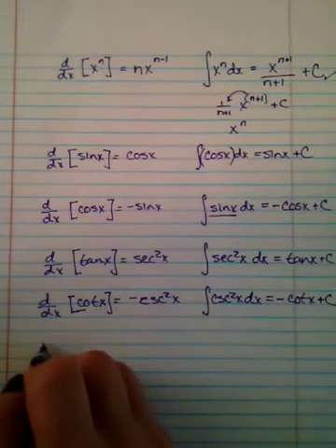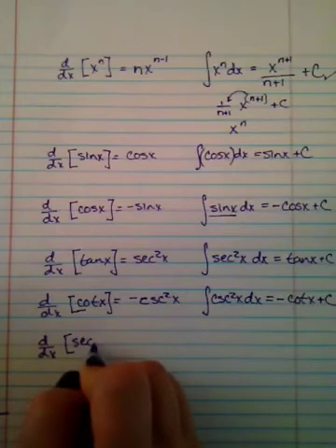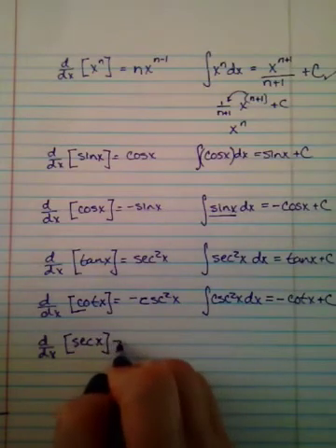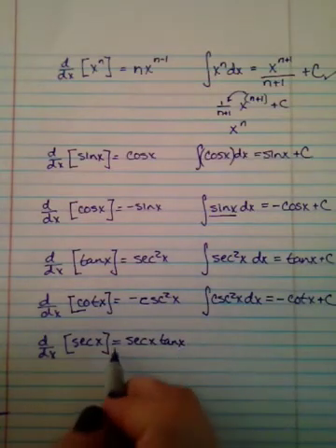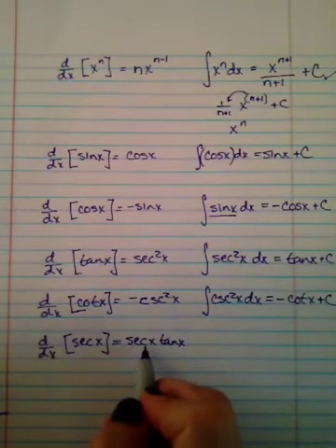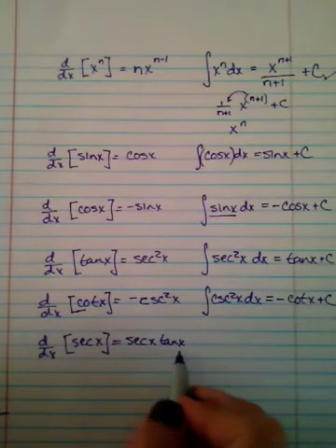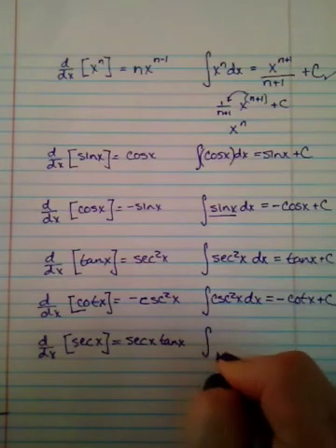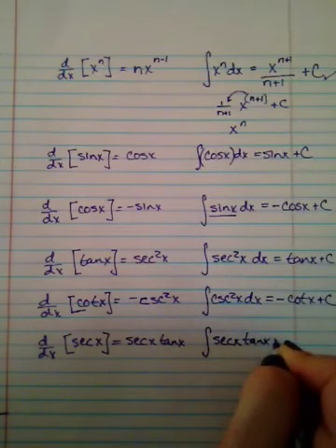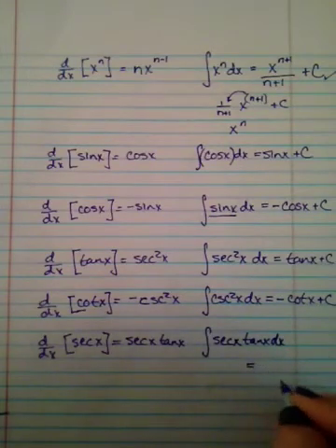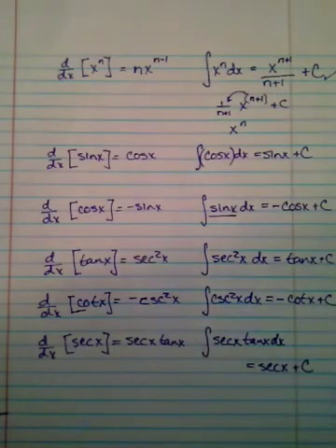Now the derivative with respect to x of secant x is equal to secant x tangent x. And again, I'm not going to expect you to take the antiderivative of secant right now or tangent right now, because there's nothing that you know how to take a derivative of that just gives you those. But I would expect you to know the antiderivative of secant x tangent x with respect to x is equal to secant x plus c.